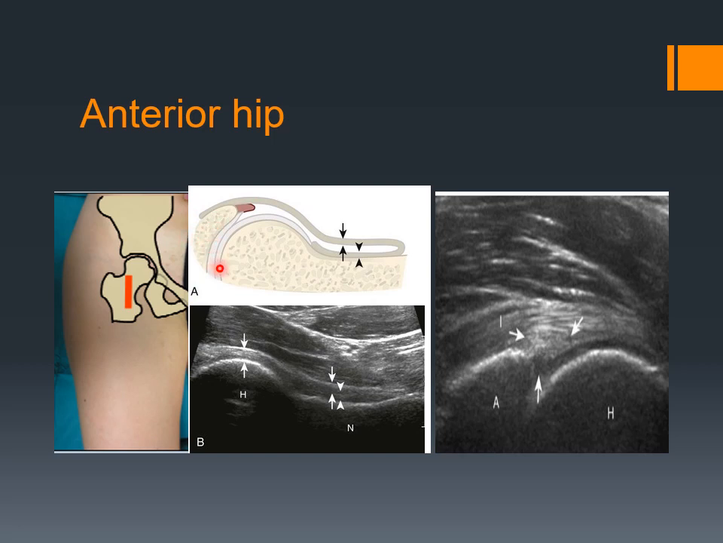This is the acetabulum, the femoral head, neck, and the shaft. This is by ultrasound, the femoral head, the neck, and the shaft of the femur. And this is the recess where we see joint effusion. The muscle in front of this recess is the iliopsoas muscle.